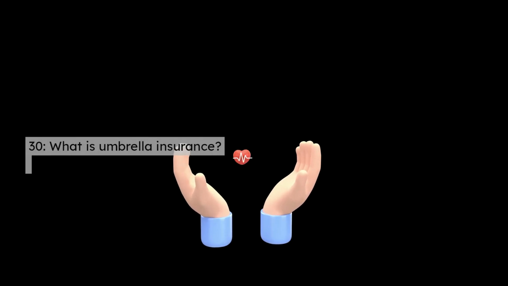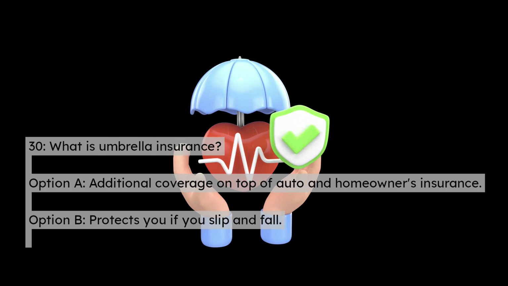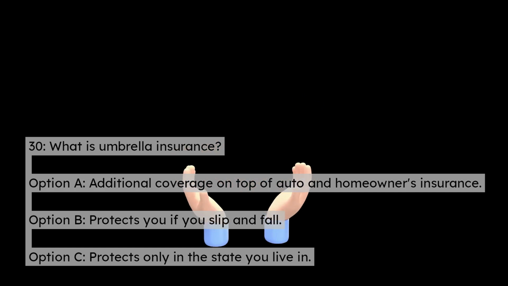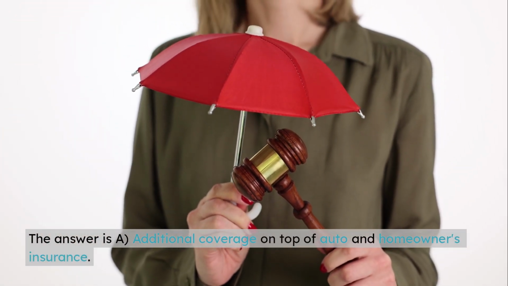30. What is umbrella insurance? Option A, additional coverage on top of auto and homeowners insurance. Option B, protects you if you slip and fall. Option C, protects only in the state you live in. The answer is A, additional coverage on top of auto and homeowners insurance.